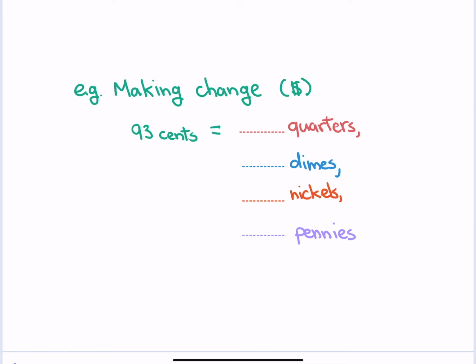All right, so if your change was supposed to be 93 cents, they're going to give you 93 cents, and you're going to break it down into quarters, dimes, nickels, and pennies. What would you do? How many quarters, how many dimes, how many nickels, how many pennies? I'll start with quarters. How many quarters? All right, I'll do 3 quarters. That's 75 cents. How many dimes? All right, 1 dime. How many nickels?